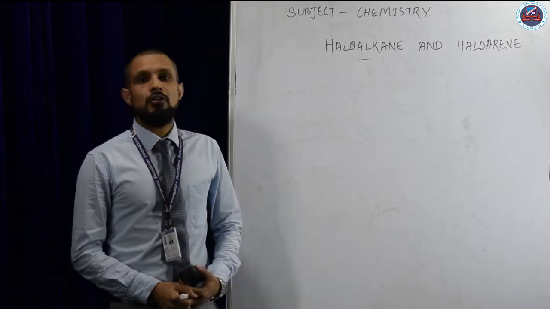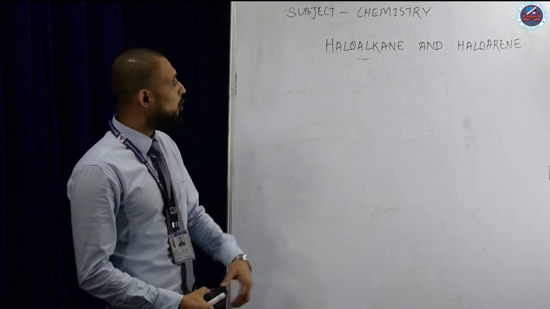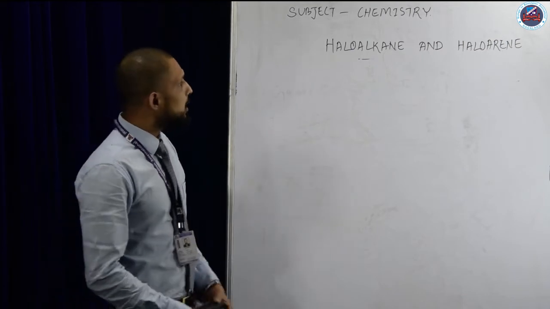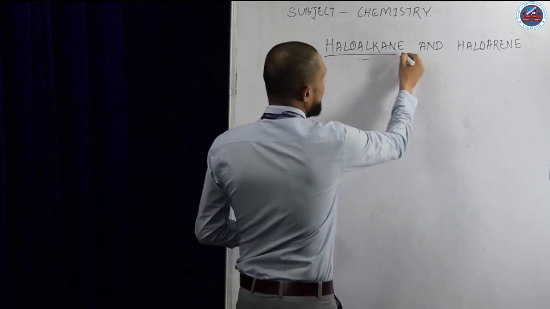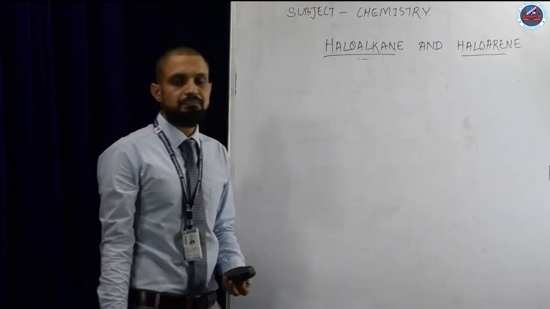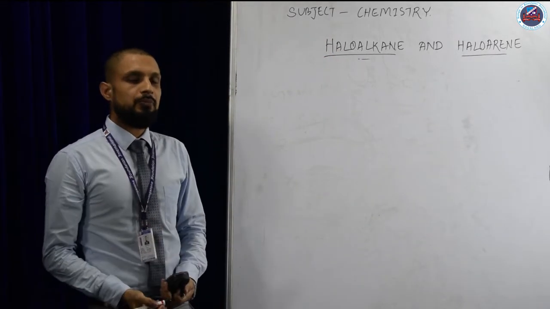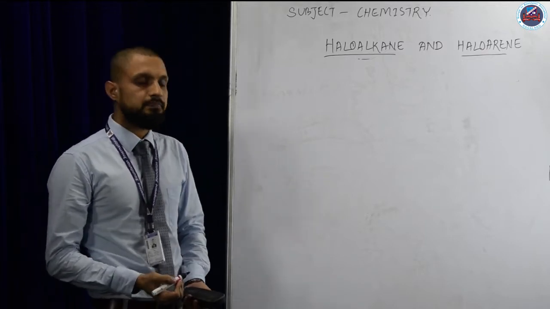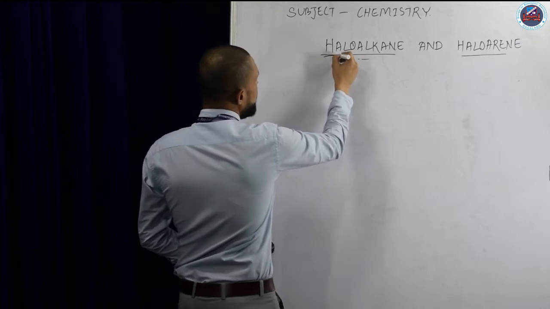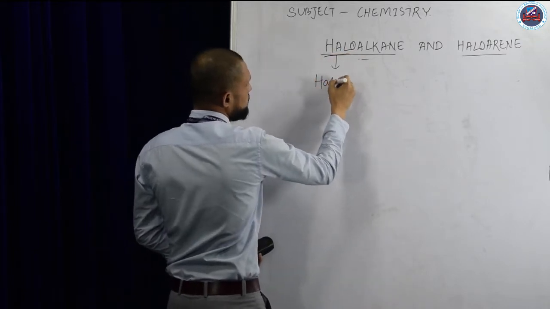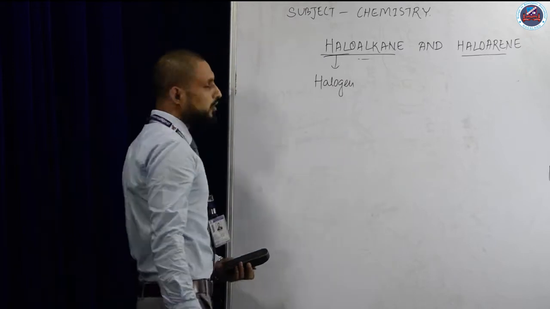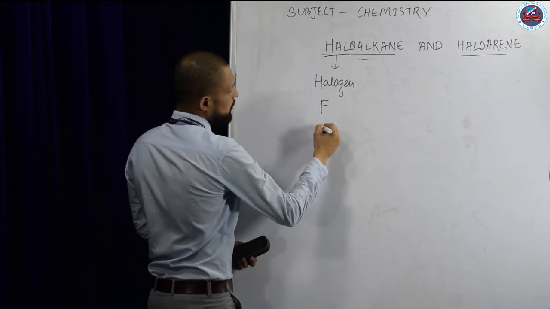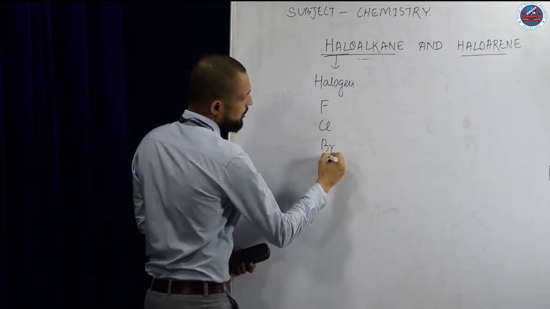Today through this video I am going to teach you a very important chapter in organic chemistry in class 12 science. The name of the chapter is Haloalkane and Haloarene. Before we start with this chapter, let us first try to understand what is haloalkane and haloarene. Halo stands for halogen. As we know, halogen is group 17 elements like fluorine, chlorine, bromine, iodine.